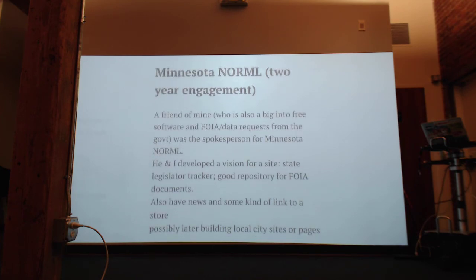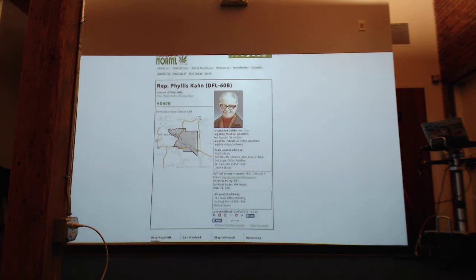And then after this, I worked with Minnesota Normal, which is a drug policy reform organization. They try to legalize cannabis, dial down the super racist war on drugs, which I always really cared about a lot. So my friend was their spokesman, and he also cared about free software and data requests and stuff like that, FOIAs. And so we developed this vision for a site that would have a legislator tracker, applying what I had learned earlier from politics in Minnesota, repositories for freedom of information data, stuff like that, news, links, potentially local group facilitation. So I was really happy with this political profile thing I built.